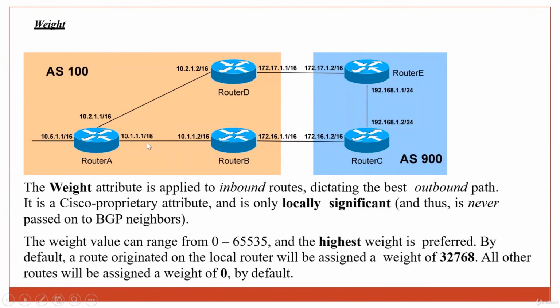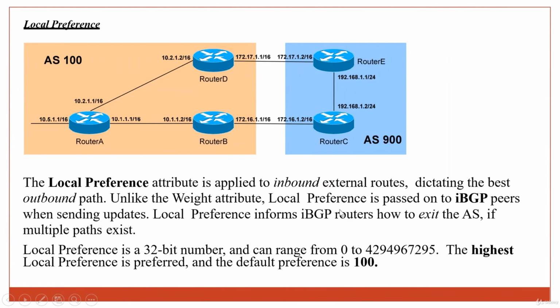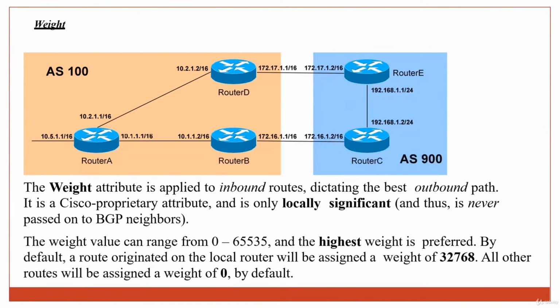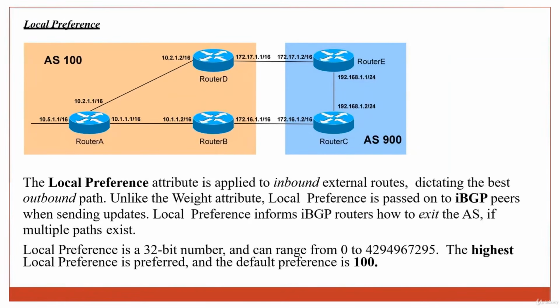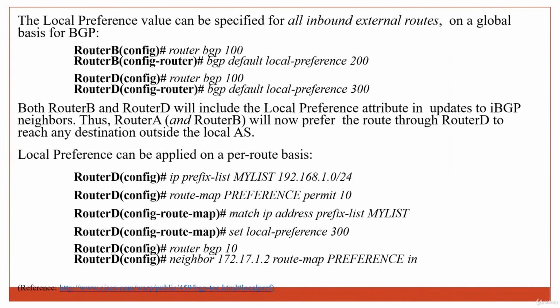So here you can see there's a difference between weight and local preference. The local preference is passed on to IBGP peers when sending the update. That's actually the main reason you will not find much use of weight, because weight is also Cisco proprietary. So mostly you will find the use case with local preference. The same thing we can do with weight, but it's better to use local preference.